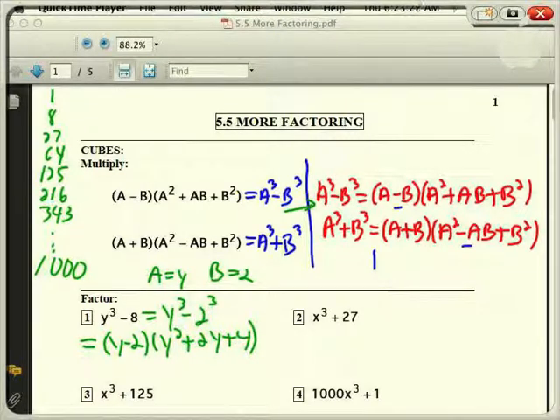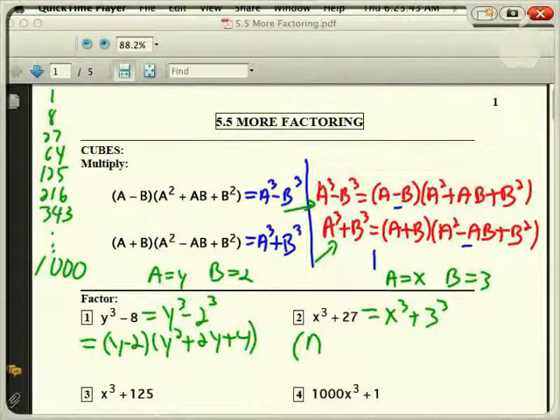In number 2, we have x cubed plus 3 cubed. So we will let a equal x and b equal 3 in the second formula. And plugging in, we'll get x plus 3 times x squared minus 3x plus 9.